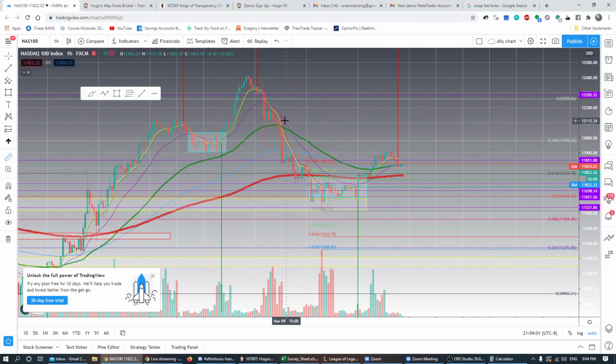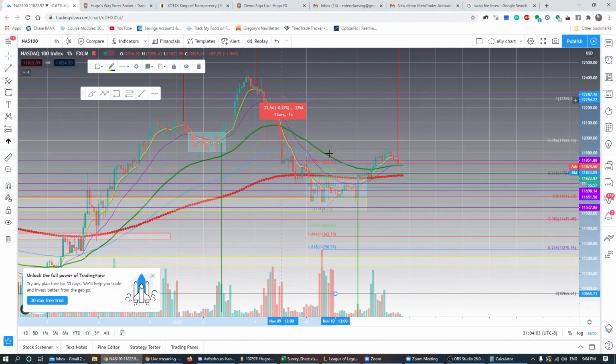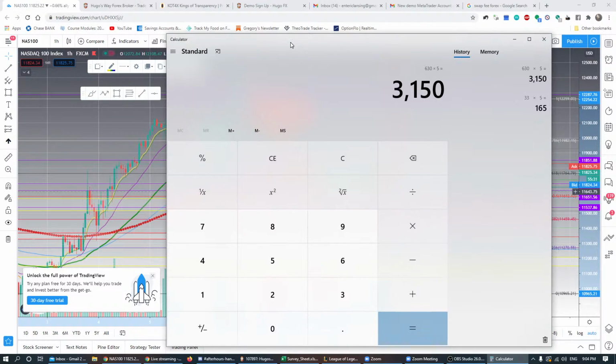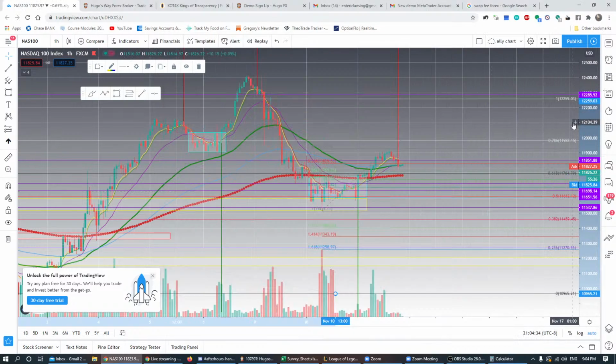Let's see. I'm going to calculate right here. So you got it from right here. You're risking $33. So $33 times 5, you're risking $165 to make $630 times 5, to make $3,015. So that's your risk to reward ratio.